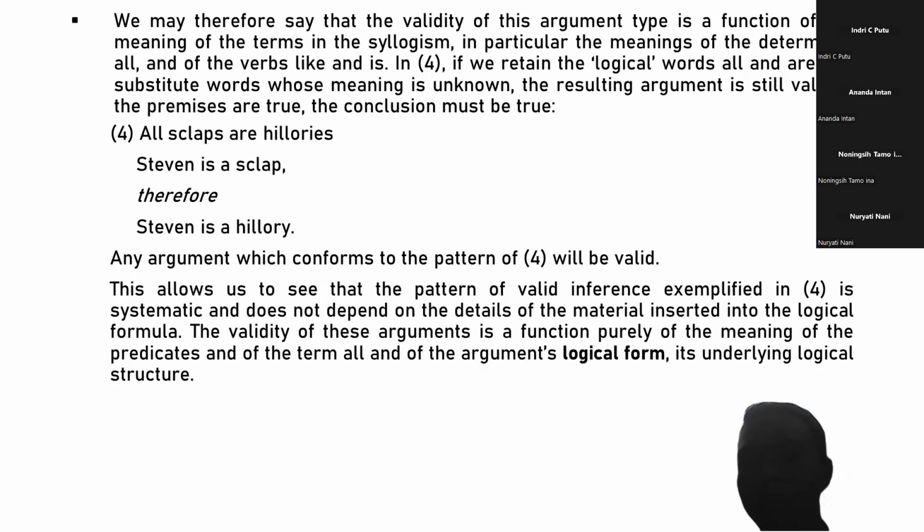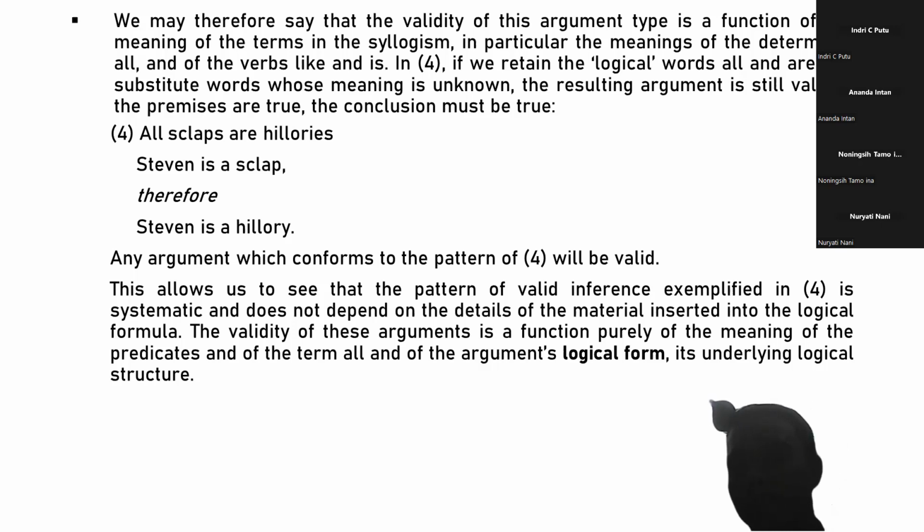Because Stephen is a pronoun of he, or third person singular, it must be followed with "is" and a singular noun, not by using the plural noun. So the conclusion must be Stephen is a Hillary.